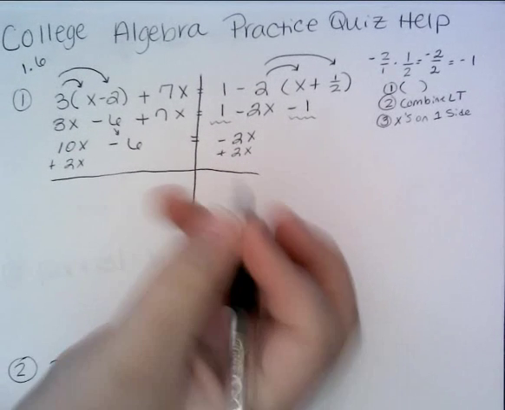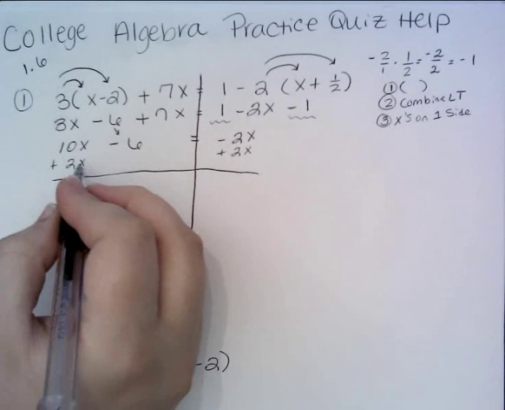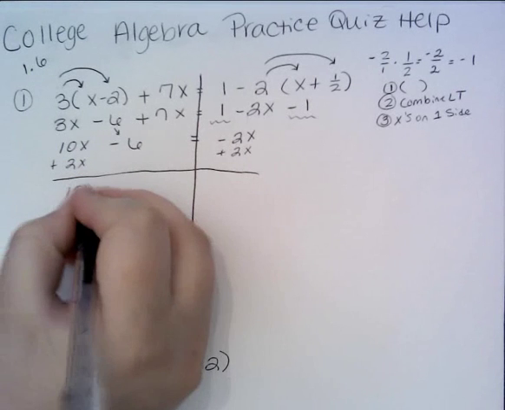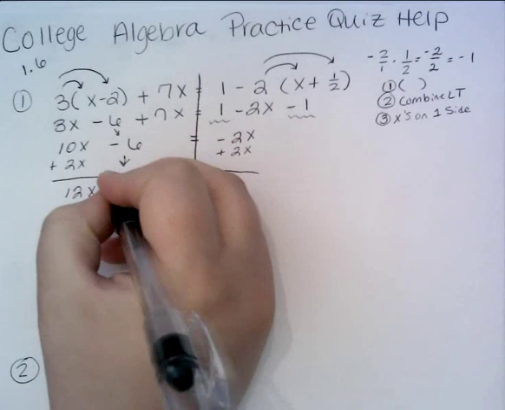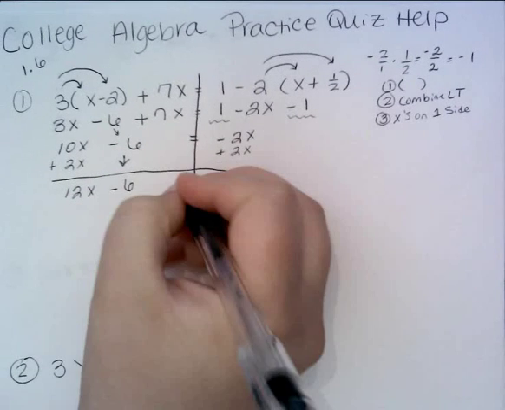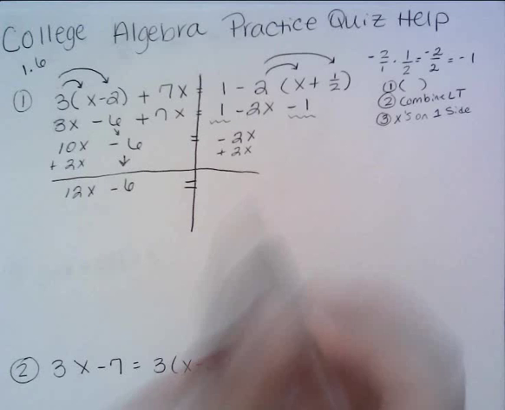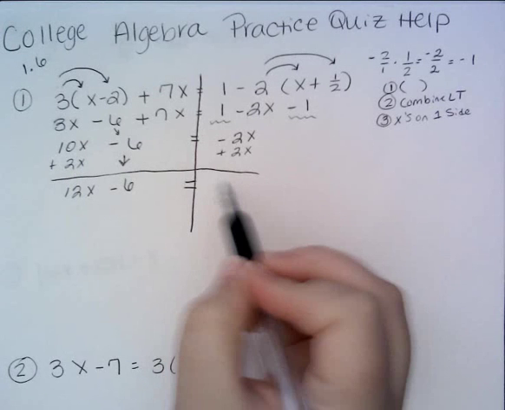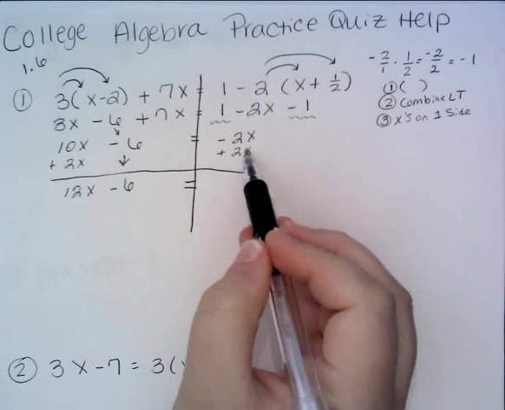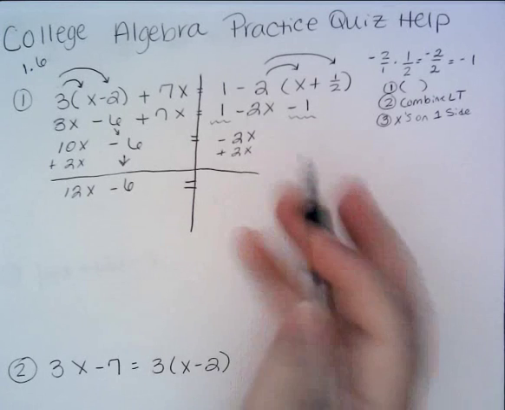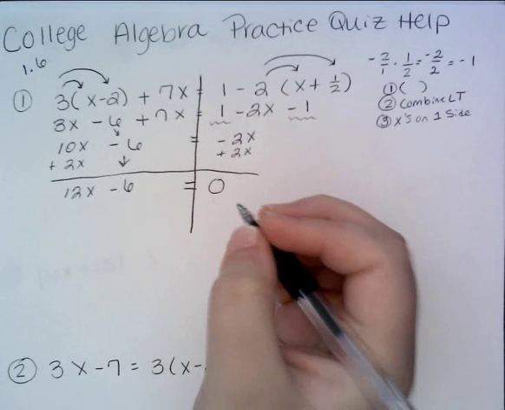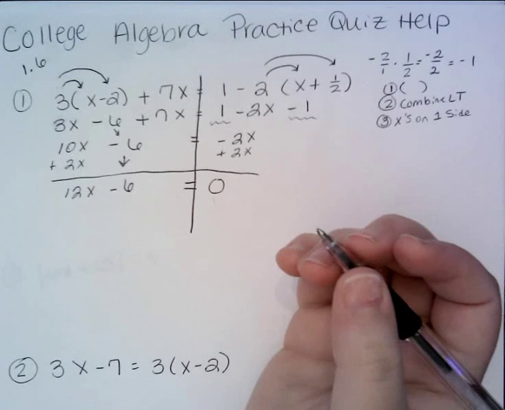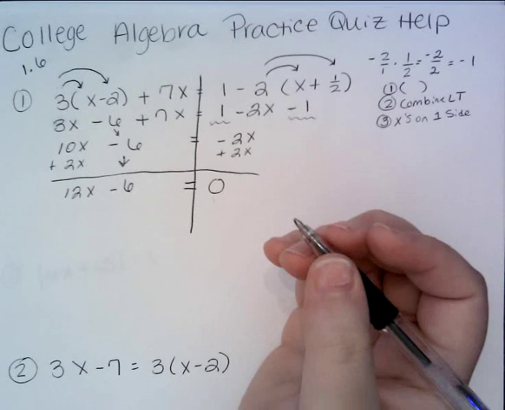So 10x plus 2x is 12x. You bring down your minus 6. Now, it's not just blank on this side over here. When you combine negative 2x and a positive 2x, you get a 0. That is still a number. All right, so now we're going to solve.